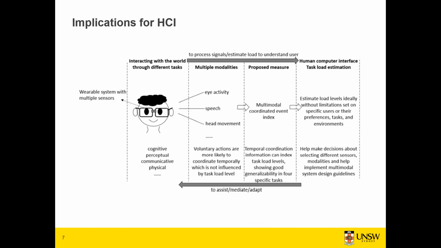Some implications. When users interact with the world through different tasks, we can process and interpret their various behavior signals. One finding that can be used here is that we can include more voluntary actions as they are not influenced by load level and can be easily coordinated. To know user task load level, we can use the proposed measure, which shows good generalizability in 4 tasks. This study can also help system design in terms of choices for different sensors and modalities.